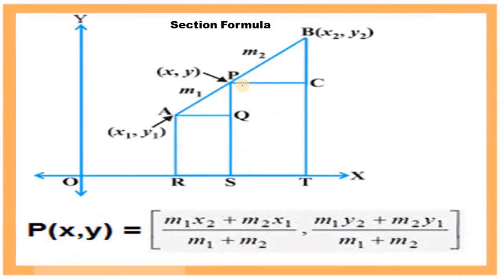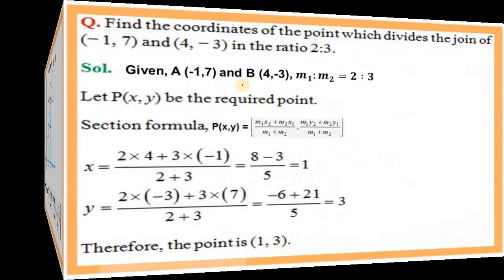So, to find the coordinates of this point P, we use the formula, that is (m1x2 plus m2x1) by (m1 plus m2), comma (m1y2 plus m2y1) by (m1 plus m2). So, this is called the section formula. Let us see an example.